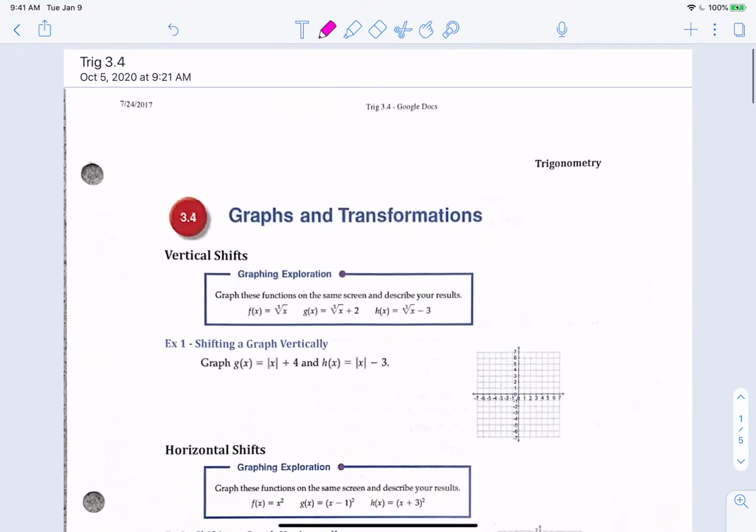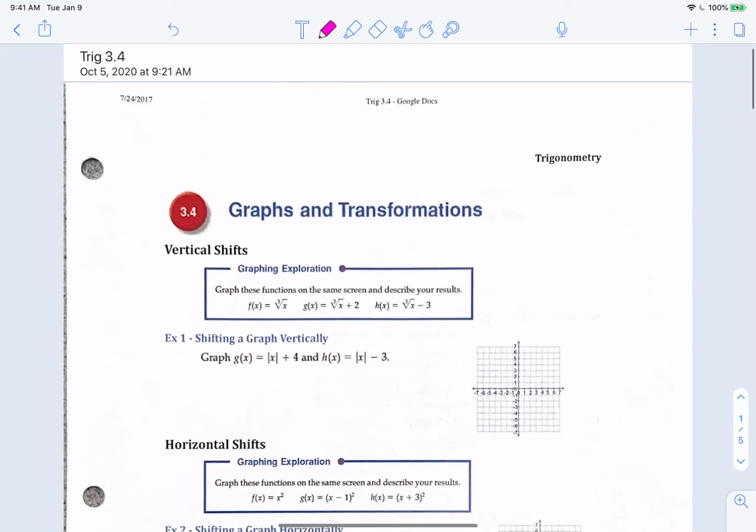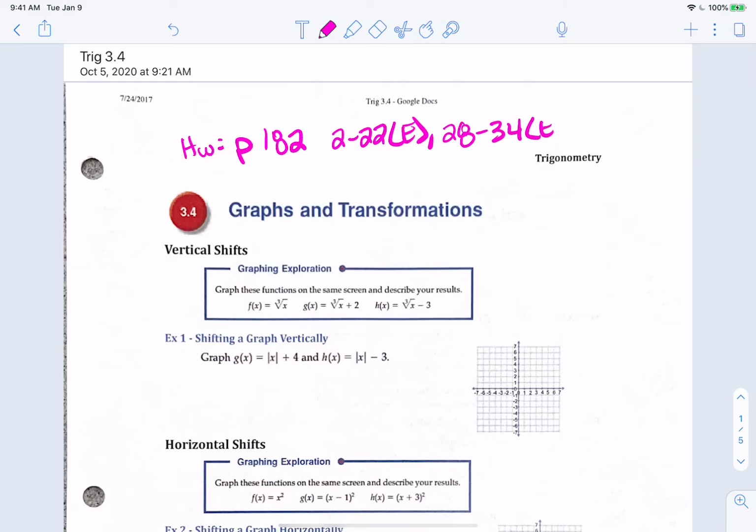If you want to go ahead and do the homework for this section, or start doing the homework for this section, homework for 3.4 is page 182, 2 through 22, the evens, and 28 through 34, the evens, and 42 and 46. Okay.